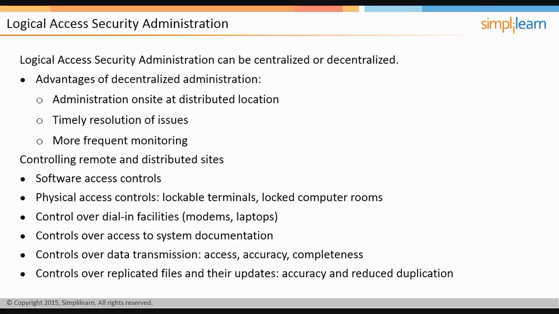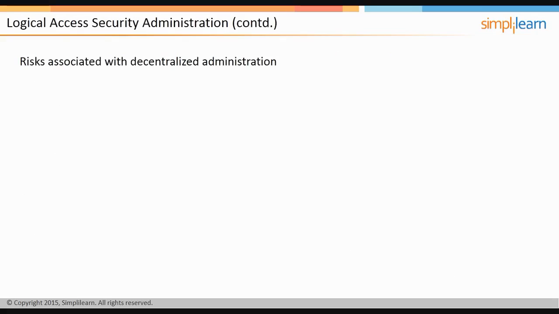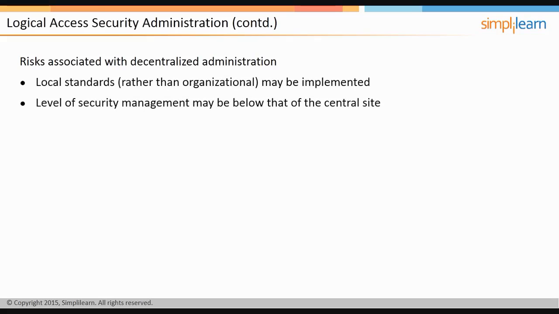Let us continue our discussion about Logical Access Security Administration. Risks associated with decentralized administration: local standards rather than organizational may be implemented. Level of security management may be below that of the central site. Unavailability of management checks and audits by the central site. In the next screen, we will discuss remote access security.